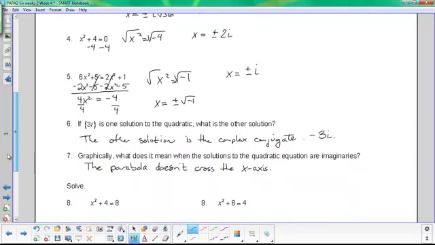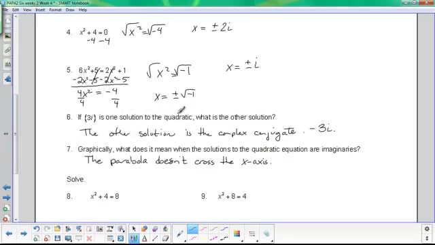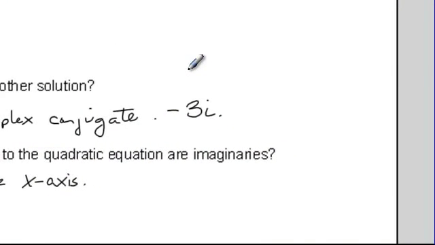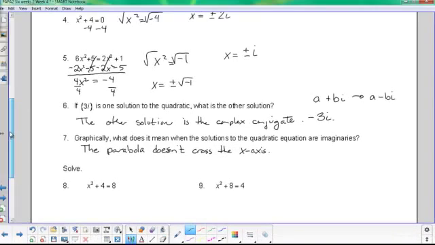If one solution, 3i, is a solution to the quadratic, the other solution is known as the complex conjugate of the original solution. Therefore, the other solution is -3i. Remember, the complex conjugate of a complex number a plus bi is a minus bi. The real parts stay the same, the imaginary parts switch sign.